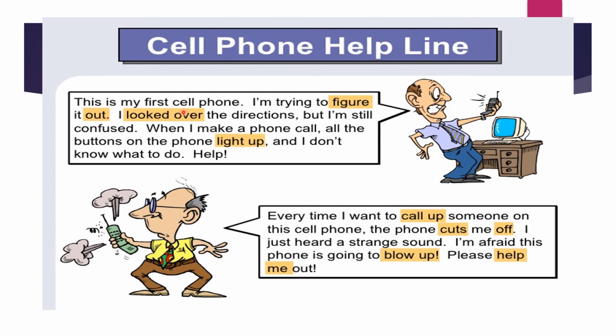This is my first cell phone. I am trying to figure it out. I looked over the directions, but I am still confused. When I make a phone call, all the buttons on the phone light up, and I don't know what to do. Help! Every time I want to call up someone on this cell phone, the phone cuts me off. I just heard a strange sound. I'm afraid this phone is going to blow up. Please help me out.